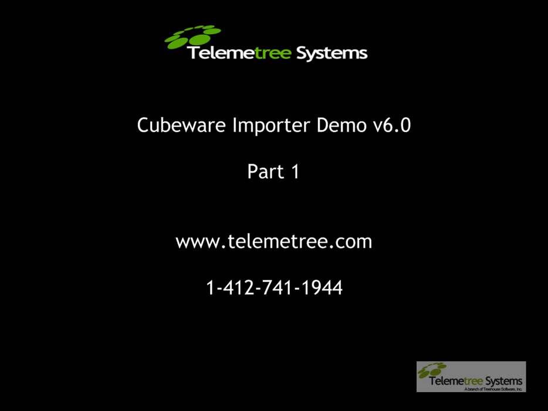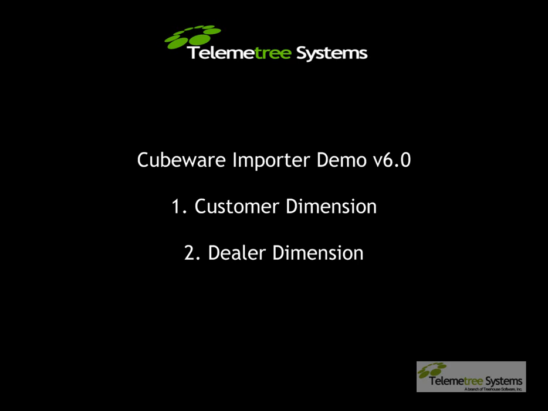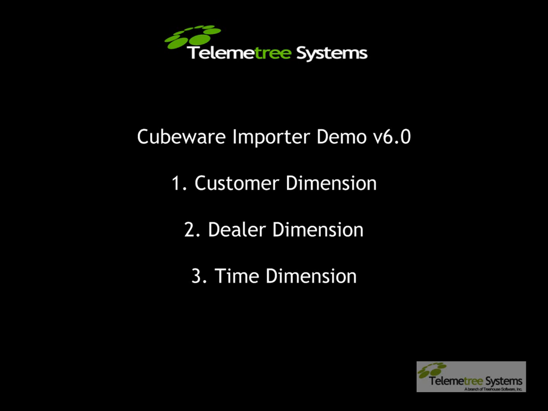Once the connections are established, I'll define 3 dimensions. The first will be a customer dimension with 3 levels and 1 attribute. The second will be a dealer dimension. The dealer dimension will be an unbalanced dimension with corporation and regions. All regions will have dealers, but some regions will also have territories with dealers. For the third dimension, I'll use the time wizard to create a time dimension with years, quarters, and months. So let's get started.